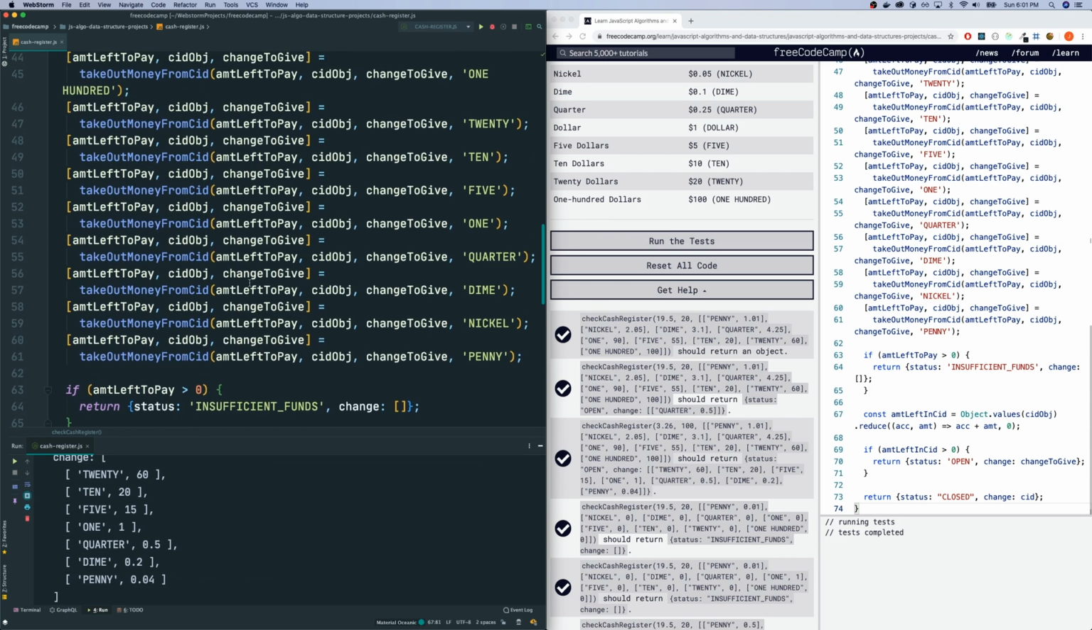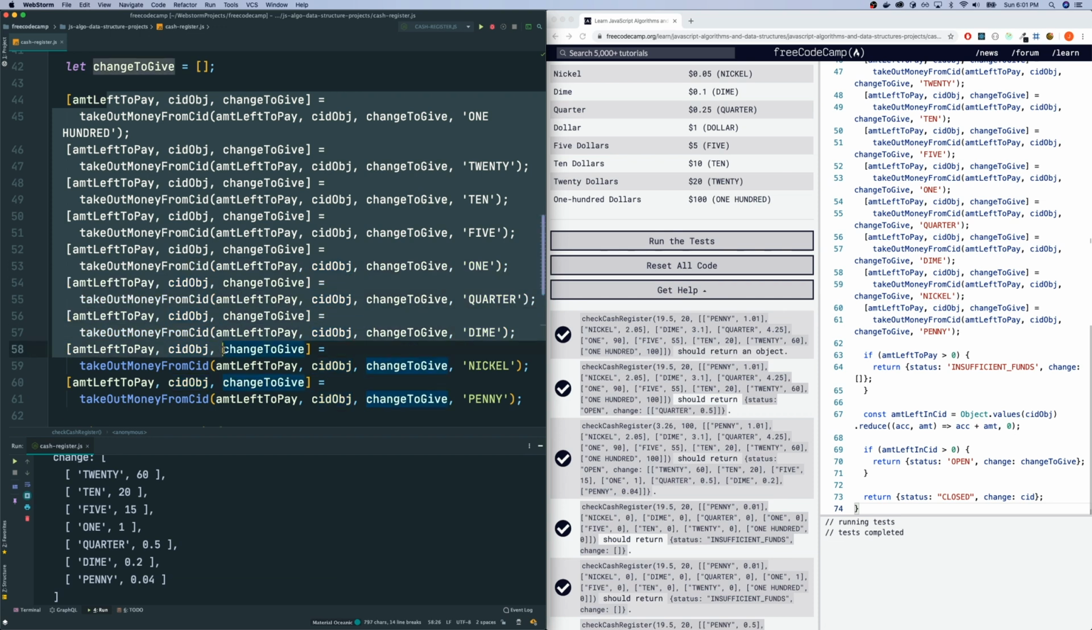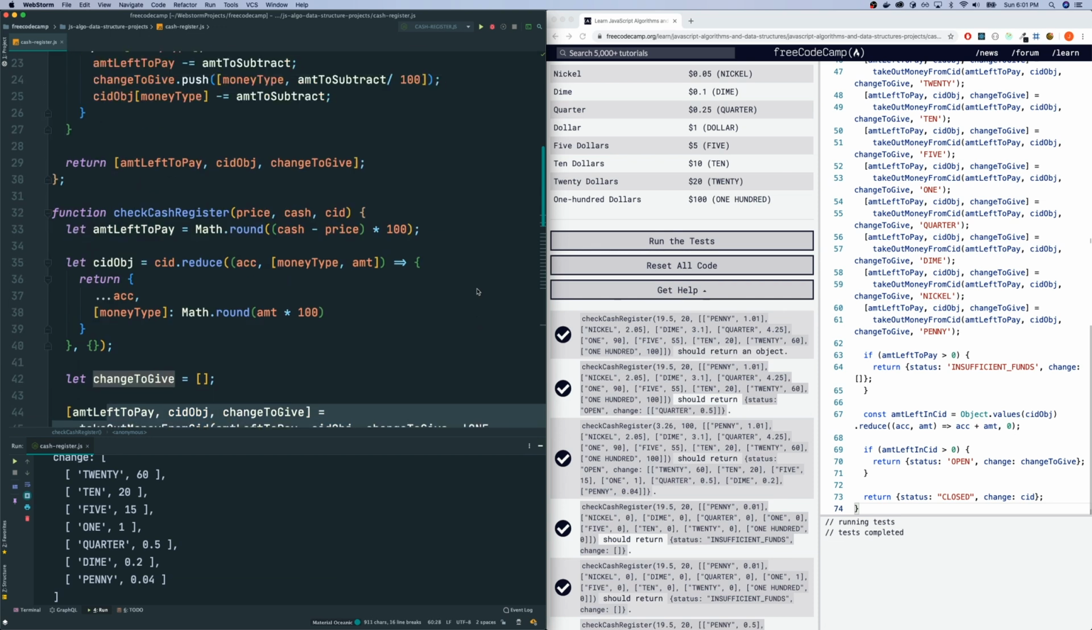What I want to do now is kind of refactor this code. We have a lot of repeated code here. Look at all this stuff. We're just calling it for each of these instances, right? So why don't we do this?